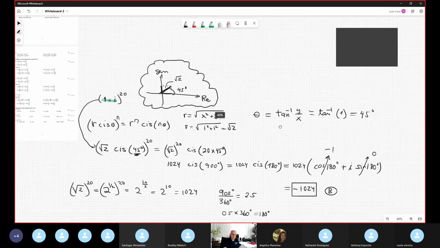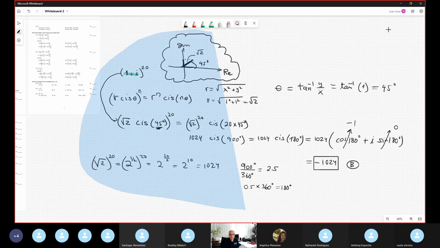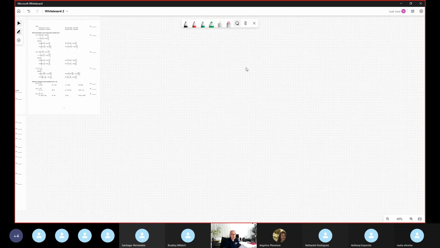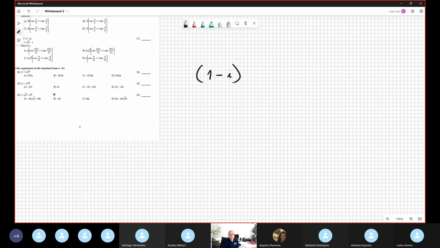Okay, 19 is similar, it's a power. It's a power. Okay, 19 is 1 minus I. Ooh. 1 minus I raised to the 10 power. Okay, so the first one is conversion from rectangular to polar, that complex number.